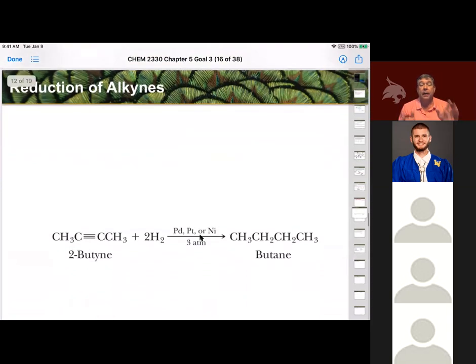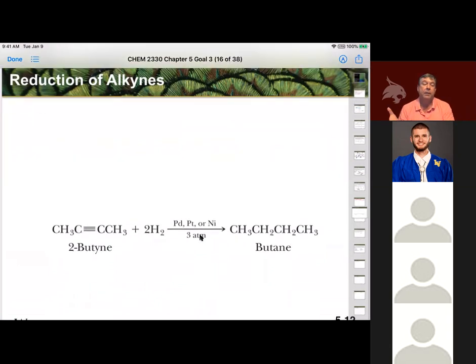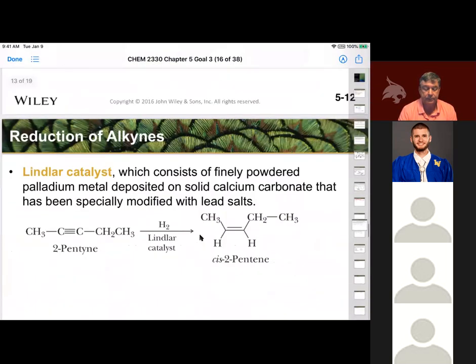Now, just like alkenes, we can use that catalytic hydrogenation to reduce them down to alkanes, okay? Now, the key here is that if you use the same conditions, you can't stop at the alkene because the alkene is just as reactive as the alkyne to this catalytic hydrogenation with hydrogen, palladium, platinum, or nickel. Okay? So there's no stopping the system. The only way to stop the system is doing what we call Lindlar's catalyst.